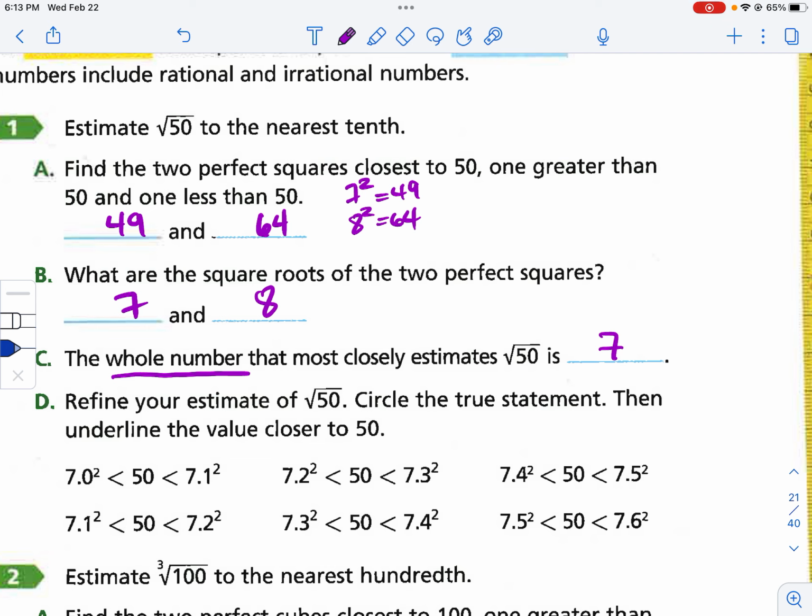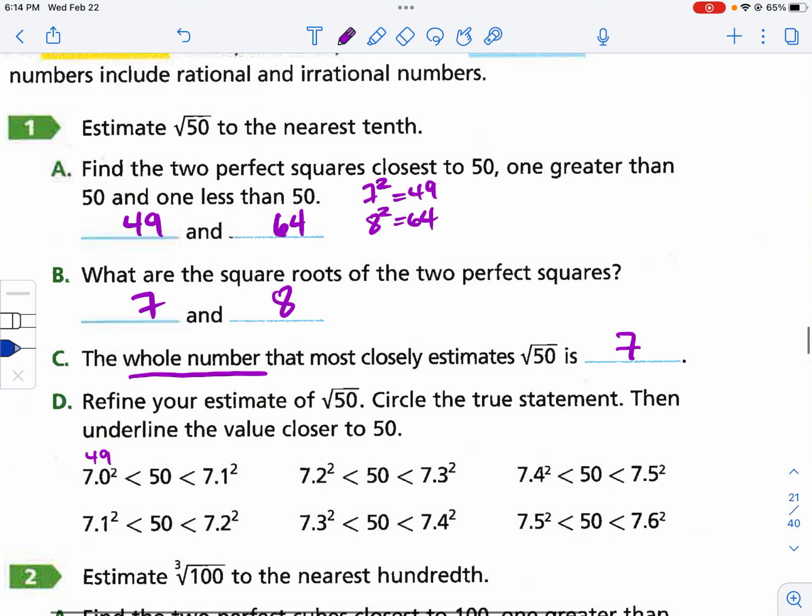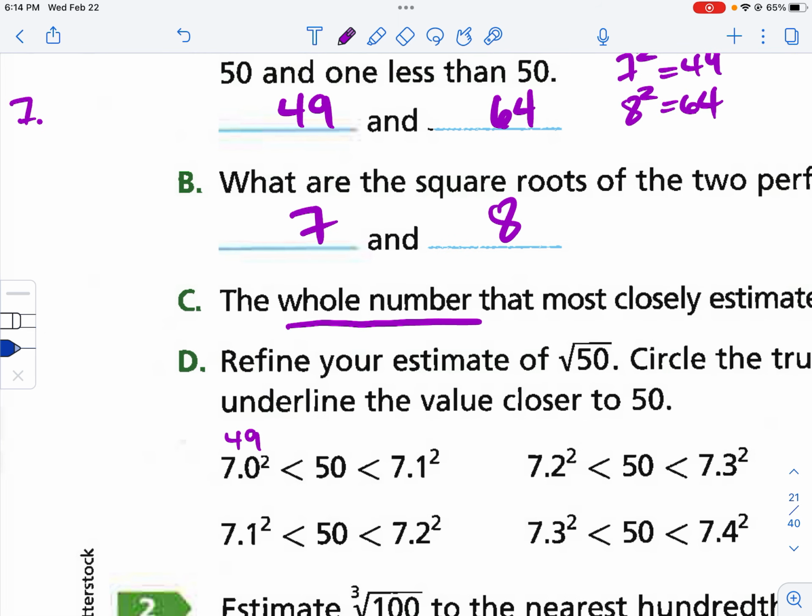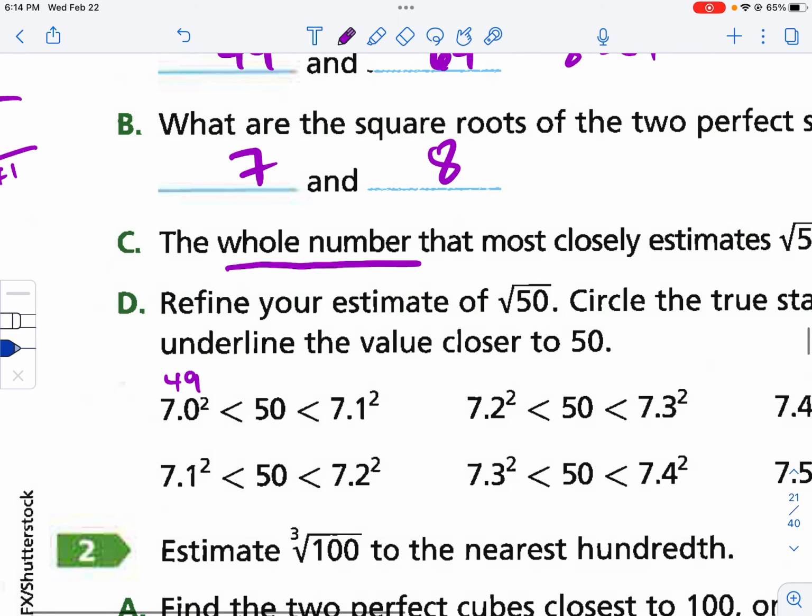So let's look at this. 7 squared, that's going to be 49. 7.1 squared? I don't know that off the top of my head, so let's find it. 7.1 times 7.1. That gives me 50.41. Is 50 between those two numbers? Yes, it is. So this is the one.